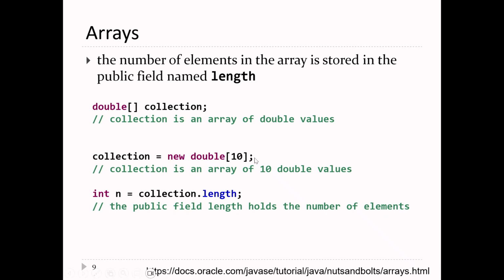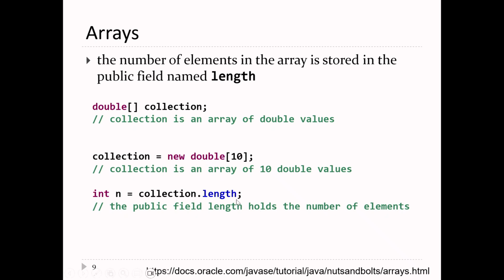So when I make an array of size 10, I can always ask the array, hey, how big are you? So you put in the array name, and then you write dot length, and that returns the number of elements in the array. So n in this case will be 10. It will always be 10 in this case. So you can always ask for the length of the array.